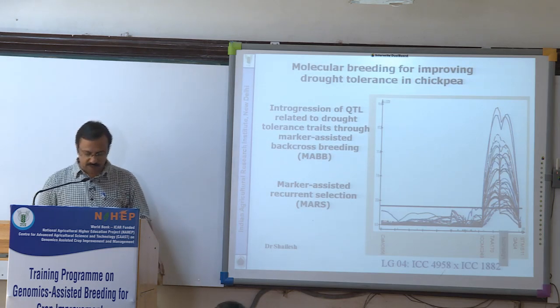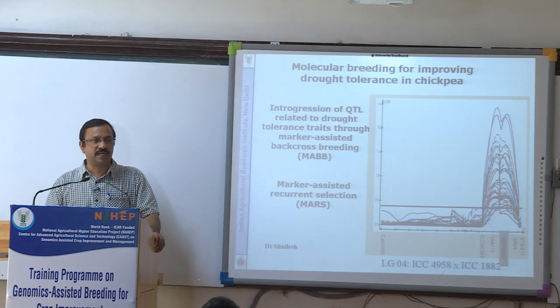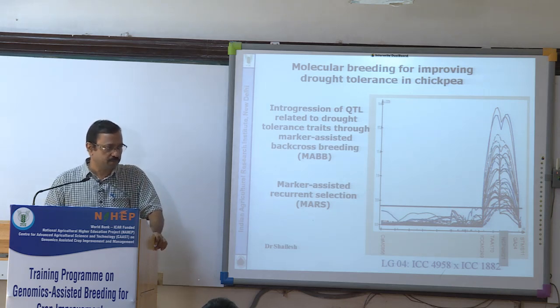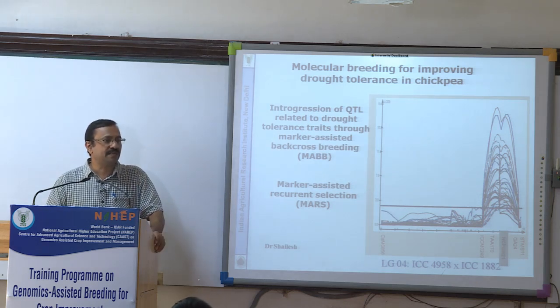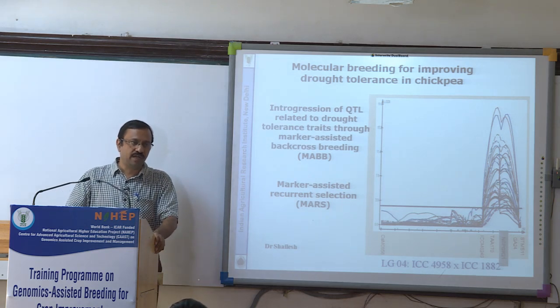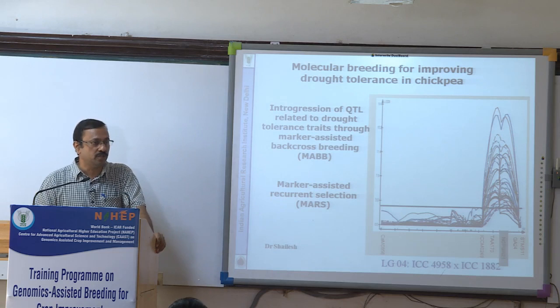So what happened is we have a large group of such gene based markers, and let me say based on the root ontology, ICRISAT has developed a population ICC 4958 into 1882, and earlier reports, if you see Dr. Varshney's, they have reported more than 2000 markers which were linked to drought before we zeroed in onto it.